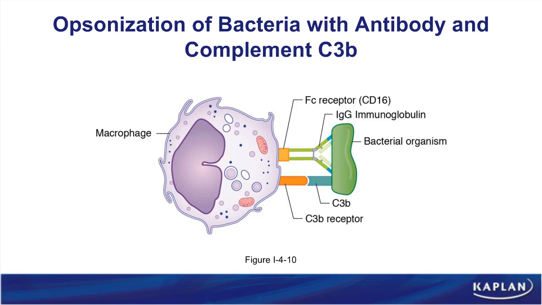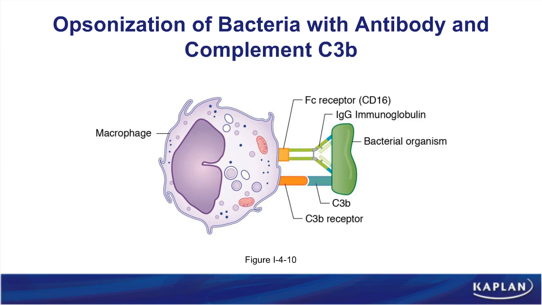So now you can see the IgG and/or the C3b bound to this pathogen and can deliver this pathogen directly to a phagocyte, which makes it way easier for the phagocyte to engulf and kill that pathogen.